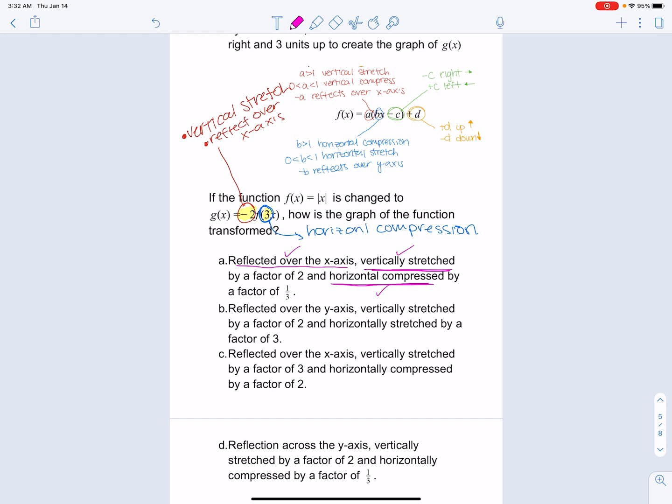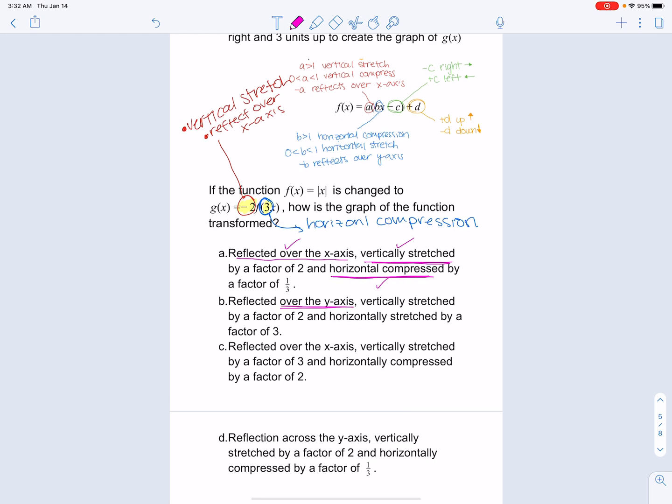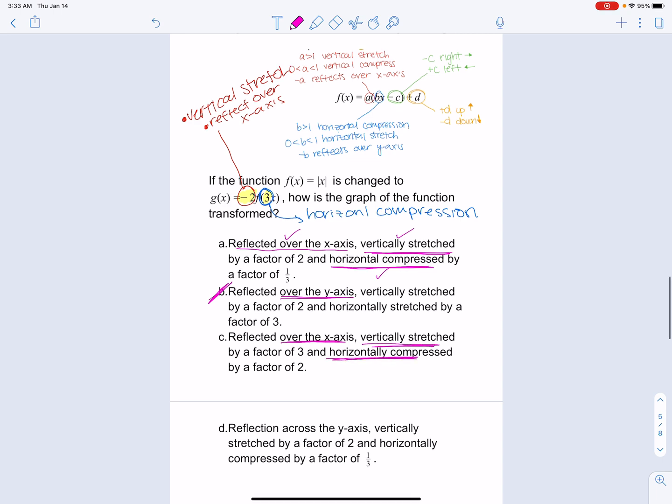So we're going to try B. Reflection over the y-axis, is that true? No, so eliminate B. Reflection over the x-axis, that's true. Vertical stretch, that's true. And horizontal compression, that's true. So then we're going to look at numbers in a minute, but then we'll go to D. Reflection across the y-axis, is that true? No. So eliminate D.